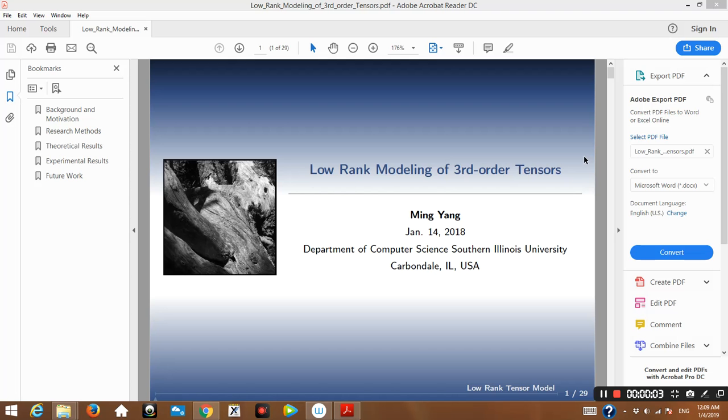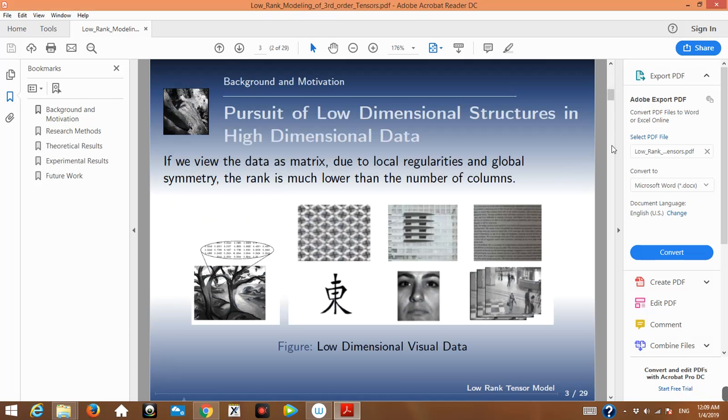Hello everyone. Today we are talking about low-rank modeling of third-order tensors. Firstly, we need to introduce what low-rank modeling is. As it is well known, in MATLAB, we store an image as a matrix.